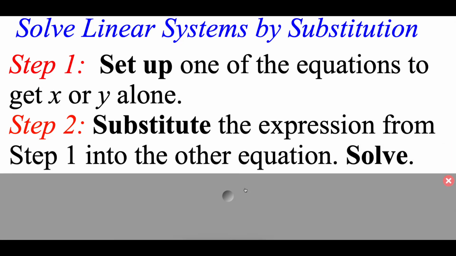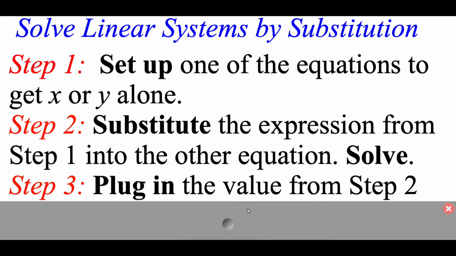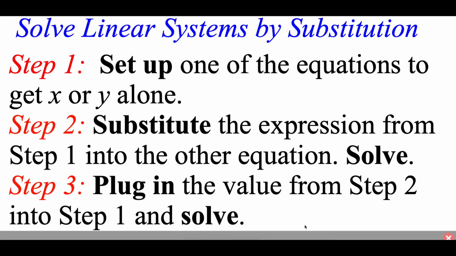Step number two, we're going to substitute that expression that we just got from step number one into our other equation, and then we're going to go through and solve to get an answer for one of the variables. And then the last step, once we get an answer for one of the variables, we're going to take that answer that we got from step two and go back up to step number one and plug that value into that equation to help us solve for our other missing variable.